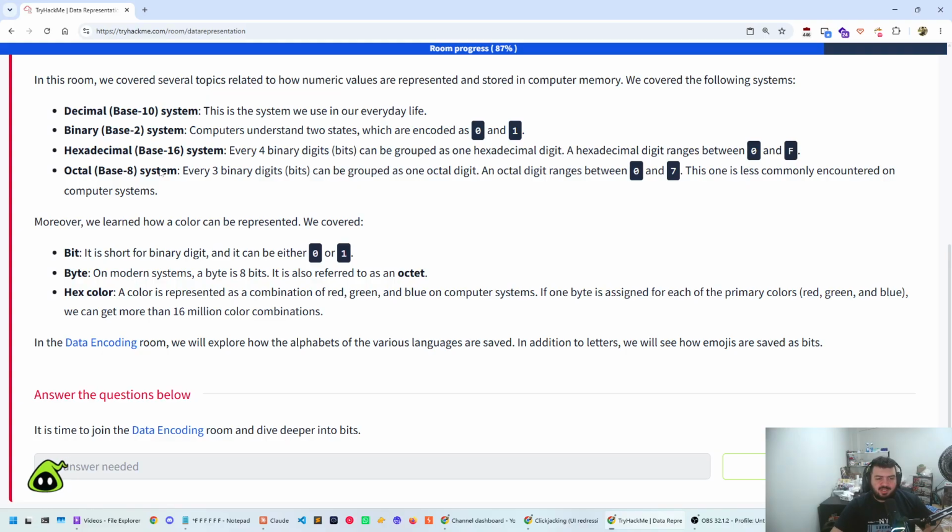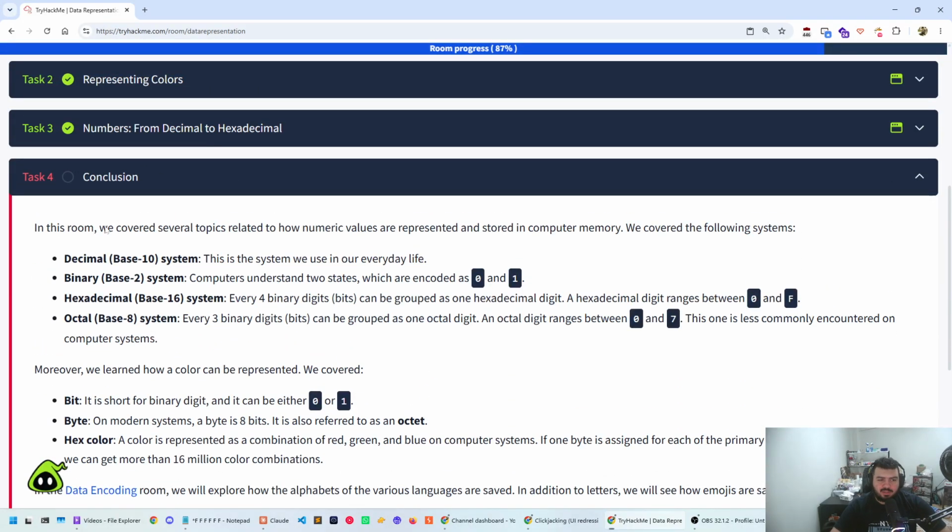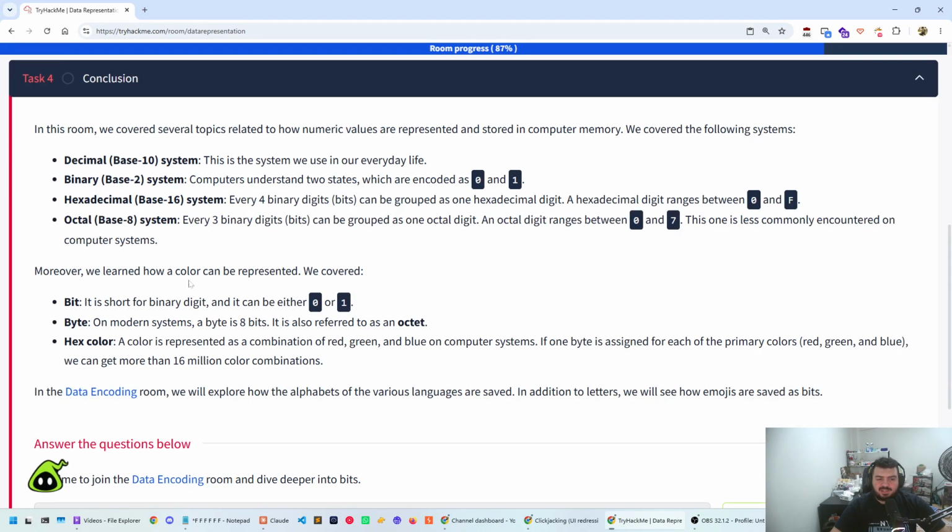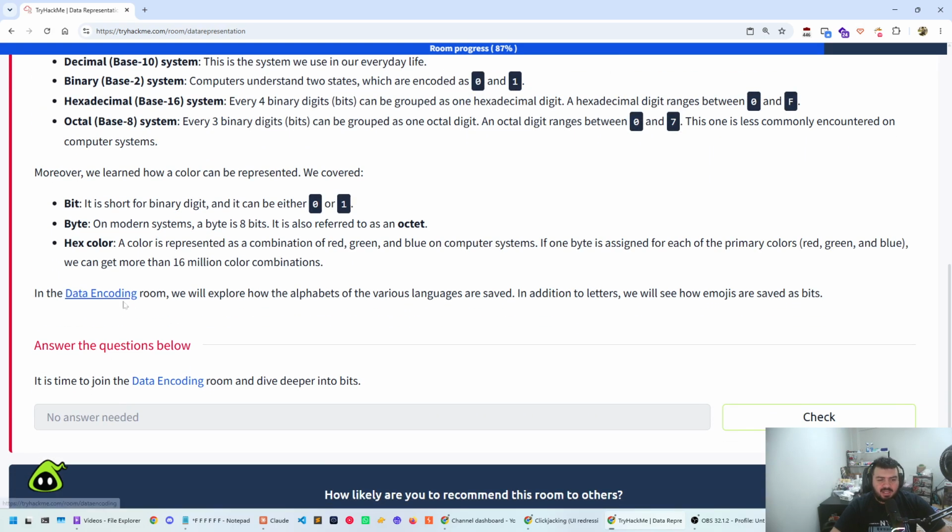So the conclusion, we are going to conclude that in this room, we covered several topics related to how numeric values are represented and stored in computer memory. We covered the following systems: decimal, binary, hexadecimal, and octal. Moreover, we learned how a color can be represented. We cover bit, byte, and hex color. Data encoding room, we will explore how the alphabets of the various languages are saved. In addition to letters, we will see how emojis are saved as bits.